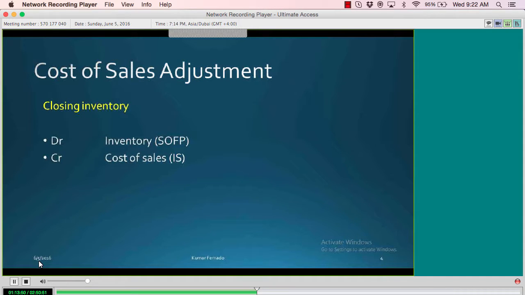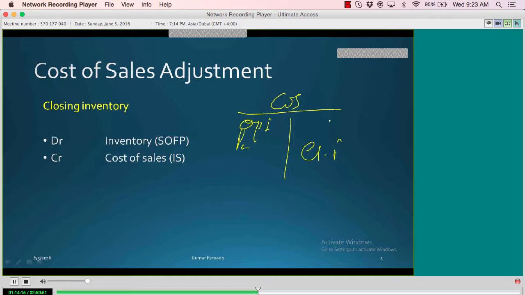So for the closing inventory adjustment, as I said, you debit inventory, because that will go to the statement of financial position, and you will credit your cost of sales. So the cost of sales will get credited, that is why it's a minus figure. Normally cost of sales is a debit expenditure. Minus closing inventory will be your cost of sales.